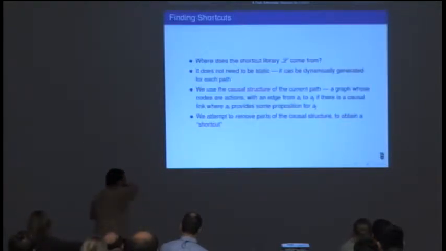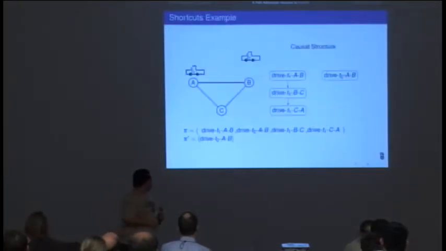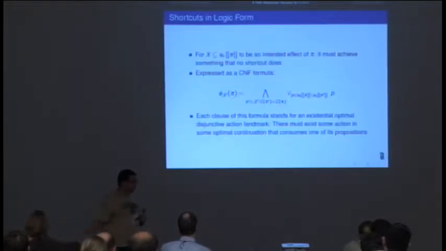All right. So one thing I have to tell you is how we get our shortcut library. So the first observation is that it doesn't have to be static, okay? I can generate it on the fly for every state, for every path, actually, that I evaluate. So what we do is we look at the causal structure, which I showed you before, and we basically try to remove parts of the causal structure and to create a shortcut, okay? So if you look at this example, by removing this chain, I get the shortcut.